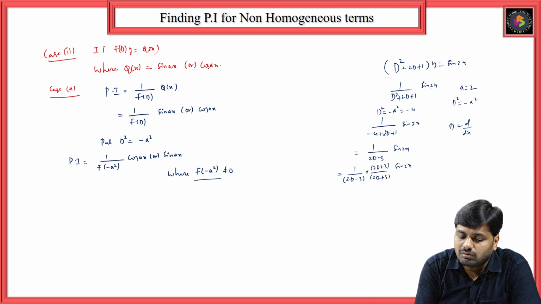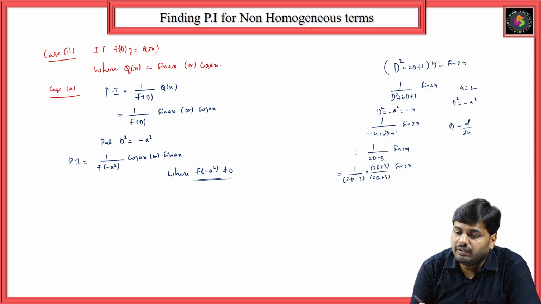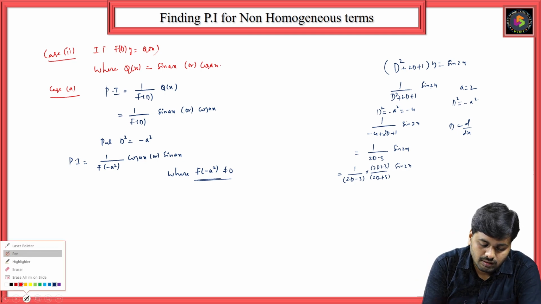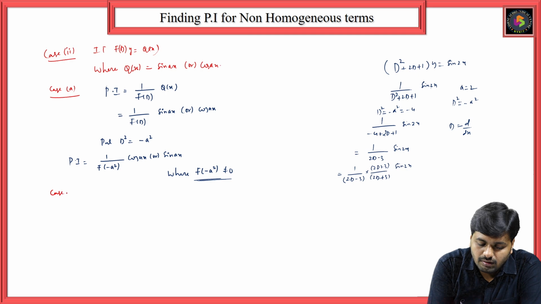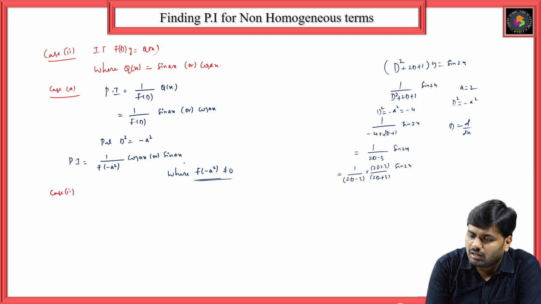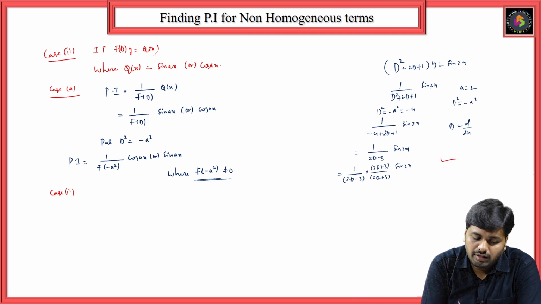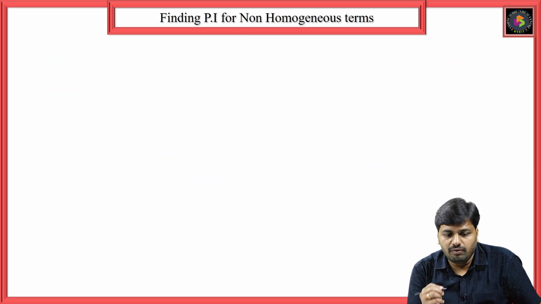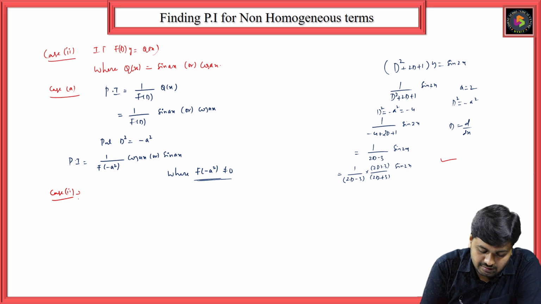This is the procedure when f of minus a square is not equal to 0. But if it is equal to 0, what is the output? Now we'll see that in case 2. Whether it is sin or cos, the same procedure we have to follow. If it is 0, we'll see how to solve this special case.